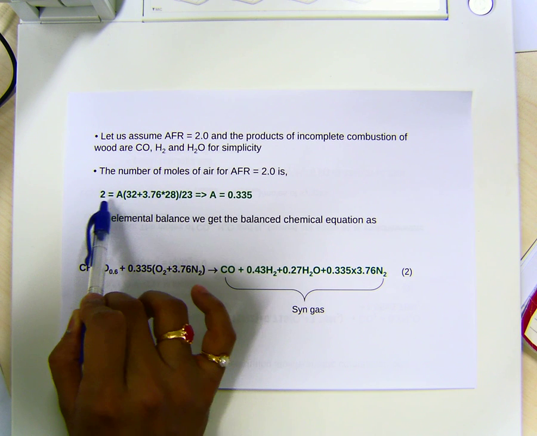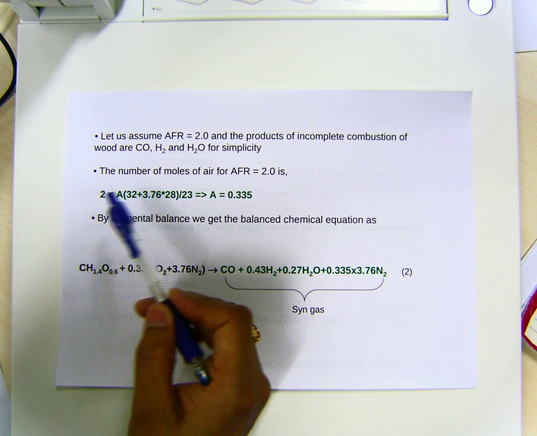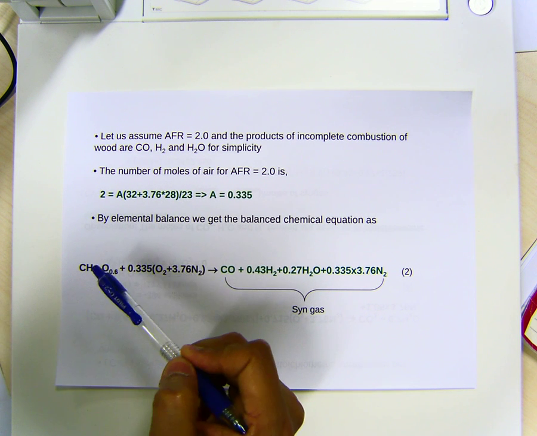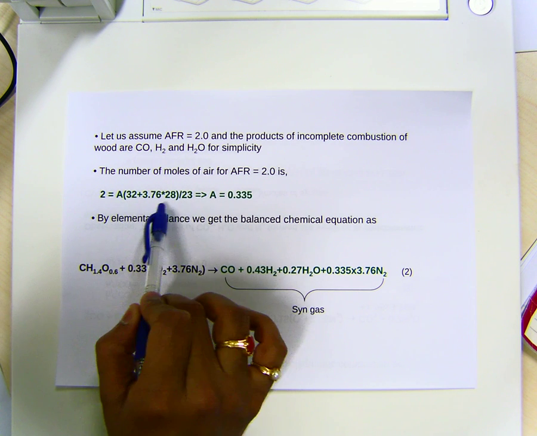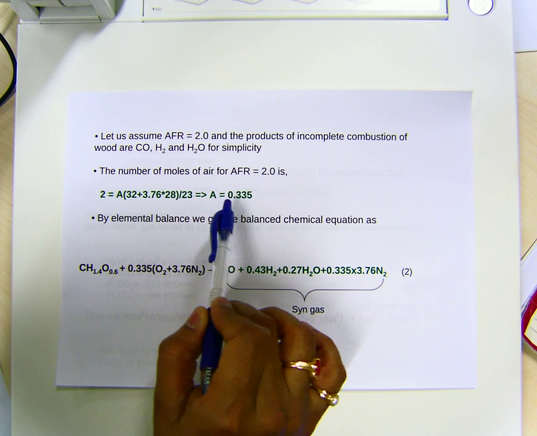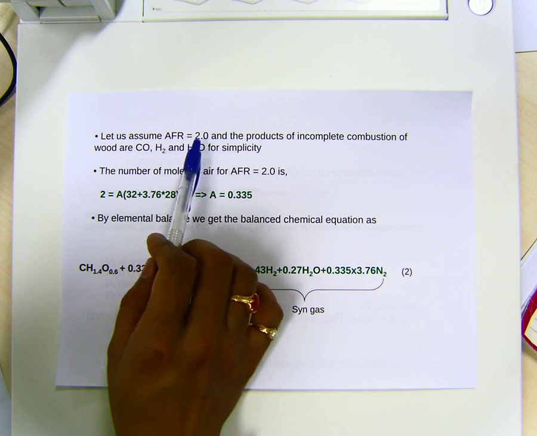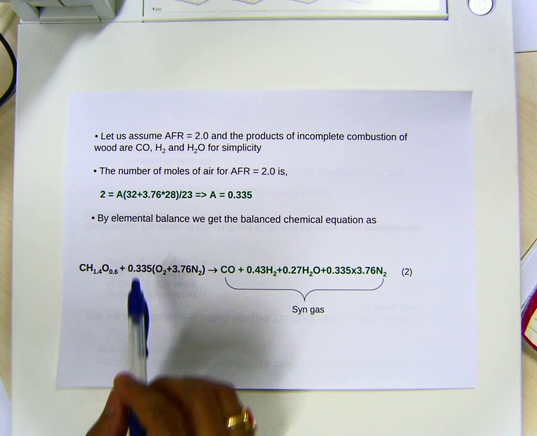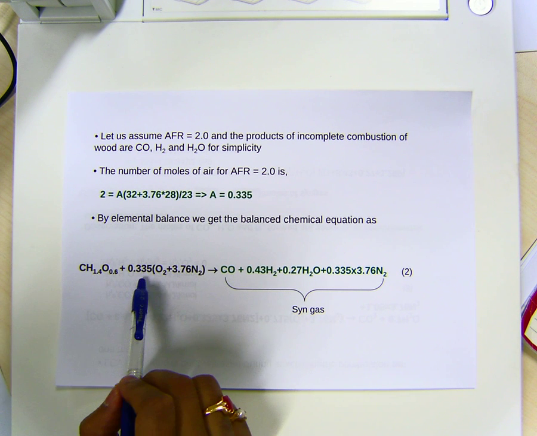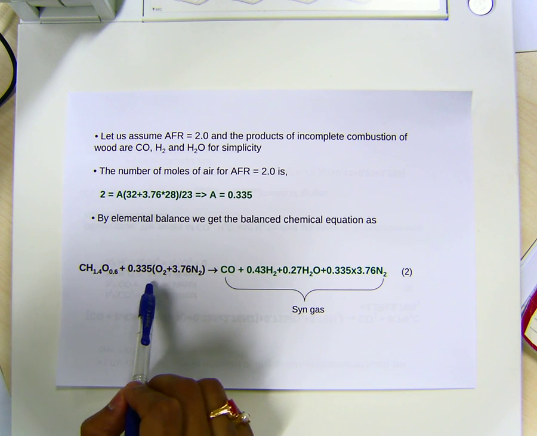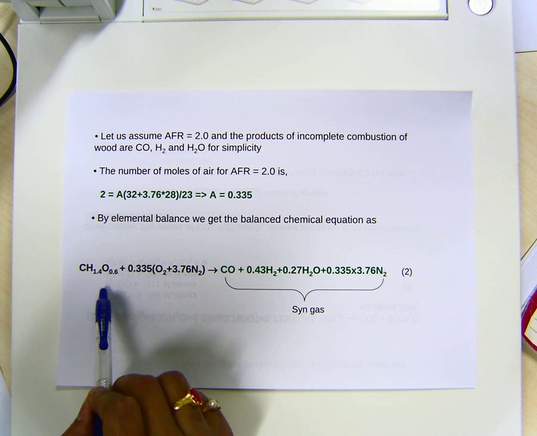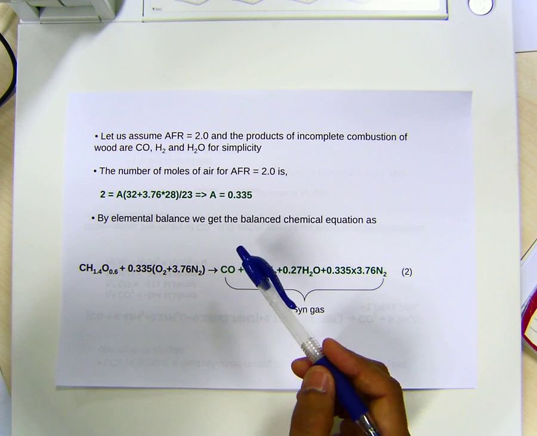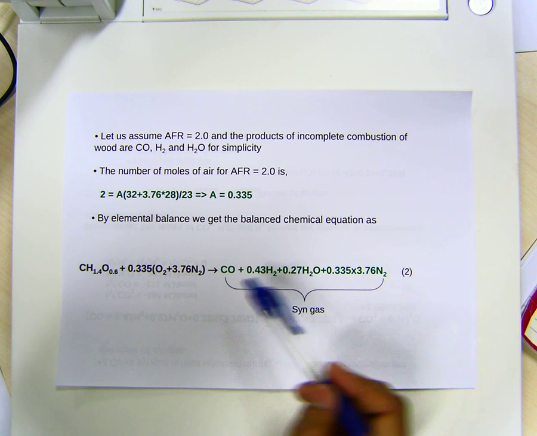And from air fuel ratio, as I said earlier, air fuel ratio is mass of air divided by mass of fuel. So by using that formula, we can get the number of moles of air for air fuel ratio of 2 is 0.335. So we know now the number of moles of air that participate in the reaction, and we don't know how many moles of CO, H2, and H2O form, and those are unknowns.